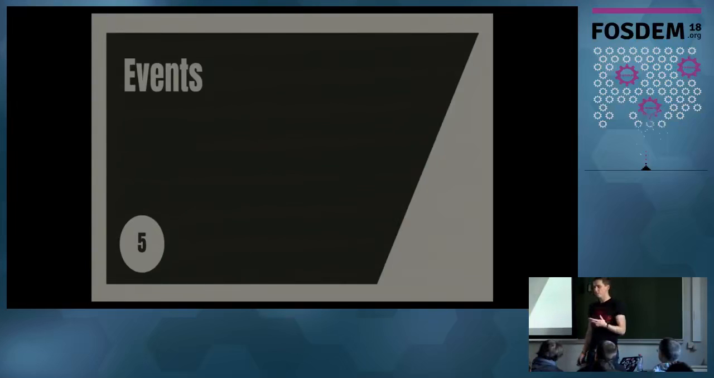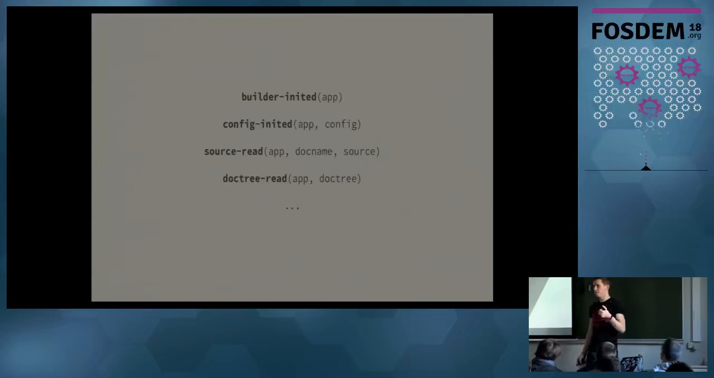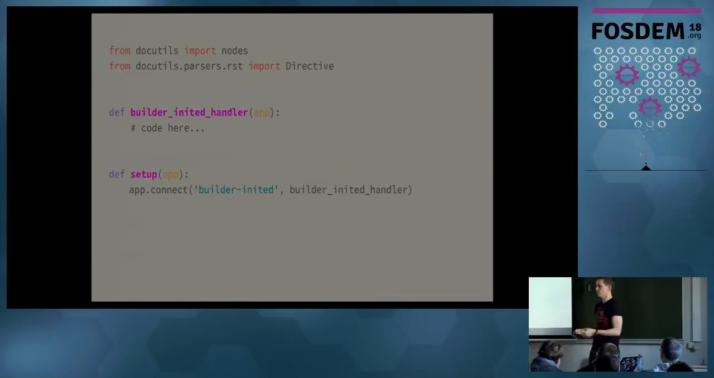So through the build process, when you call Sphinx build, it'll emit a series of events. You can add your own custom events, but there's a load of events that are added by default by Sphinx. So things like when the builder is initialized, when your configuration is loaded, when all your source documentation is read in, and when it has your documentation read in if a doctree exists.